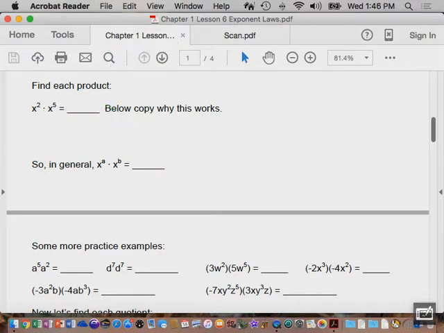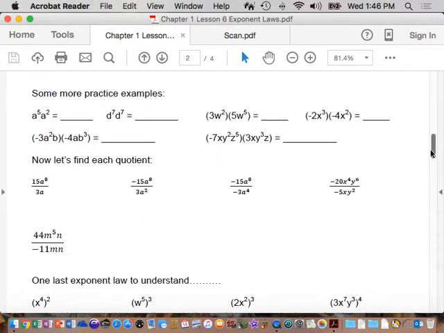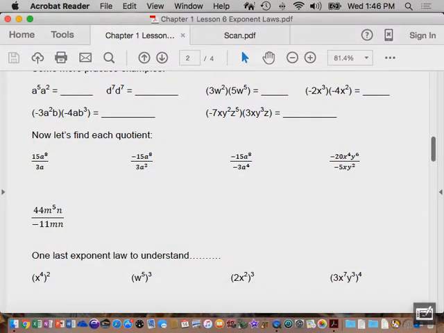Now, let's practice a couple of those. It is easy once it makes sense to you. What's a to the 5 times a to the 2? Everybody? a to the 7. Good. What about d to the 7 times d to the 7? 14. Nice. What about, now we're getting a little bit fancy here.